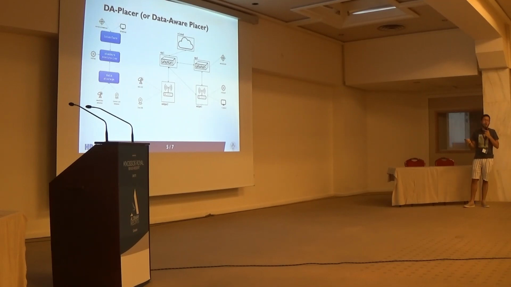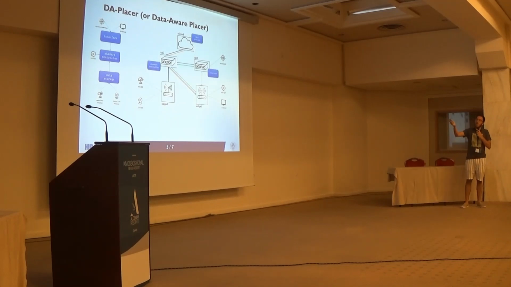Now, if we run our tool that, as spoiled in the previous slide, we have called with a lot of imagination DA Placer, which stands for Data Aware Placer, we obtain a mapping of each service to one node of the infrastructure. And as can be seen by these colored arrows, we have also an indication of which will be an eligible route that each communicating pair of components has to use.